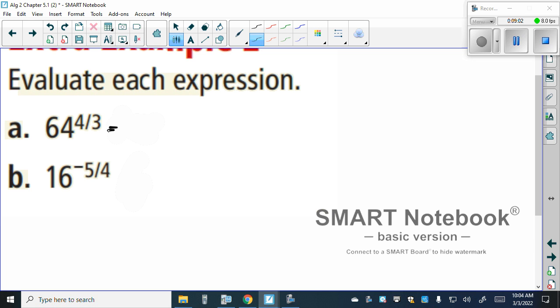So here, if we wanted to utilize that breaking it apart property, we can really say that 64 to the 4/3 is the same as 64 to the 1/3 to the 4th. So 64 to the 1/3 is the same as saying the cubed root of 64, because the 1/3 power and the cubed root are the exact same thing. So at this point, we're really saying that I'm taking the cubed root of 64. I'm trying to find out what number times itself 3 times would give us 64.